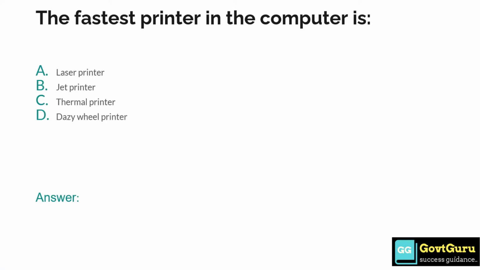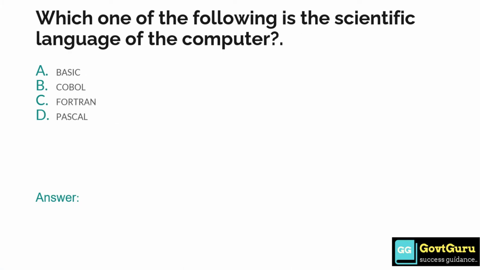Next question is the fastest printer in the computer is. Option A laser printer, option B jet printer, option C thermal printer, option D daisy wheel printer. So the answer is option A, that is laser printer. The next question is which one of the following is the scientific language of the computer. Option A BASIC, option B COBOL, option C Fortran and option D, that is Pascal. The answer is Fortran, option C.